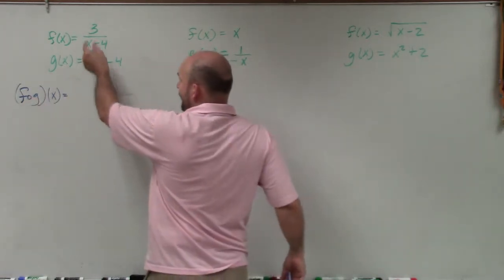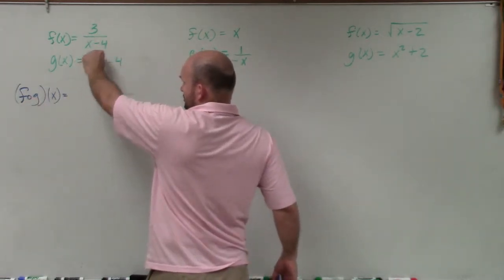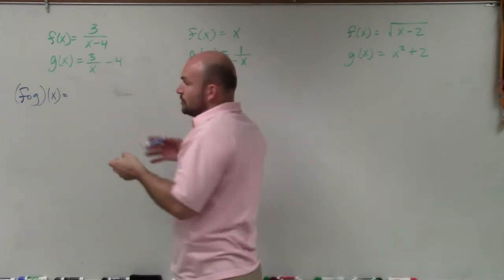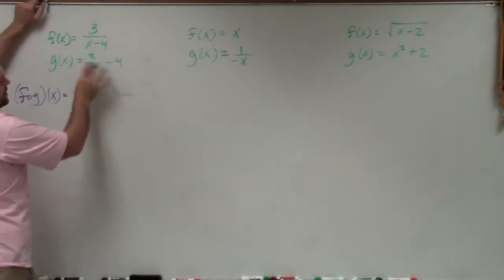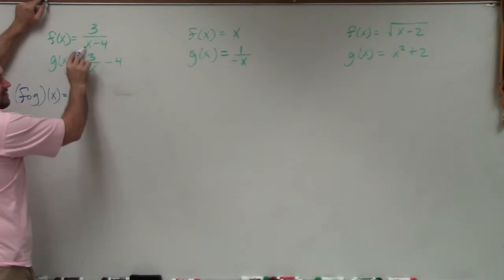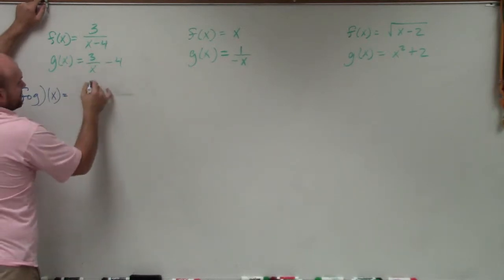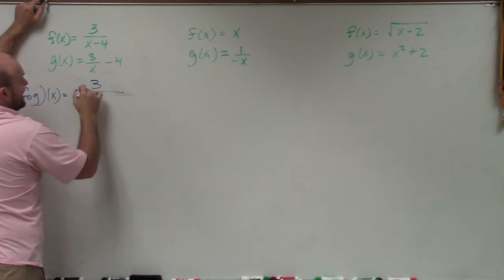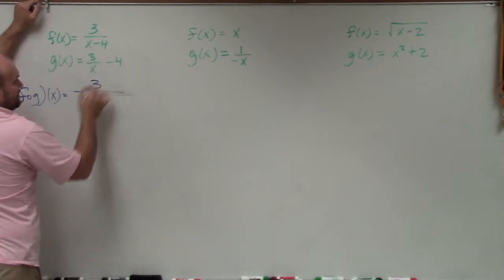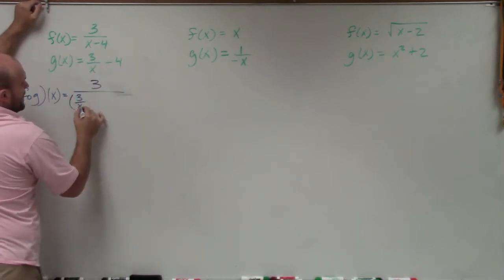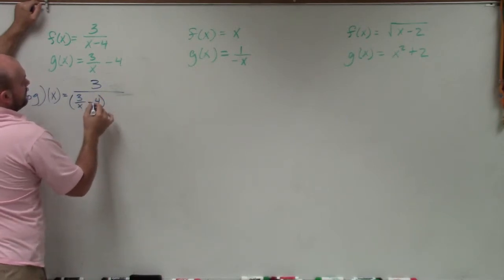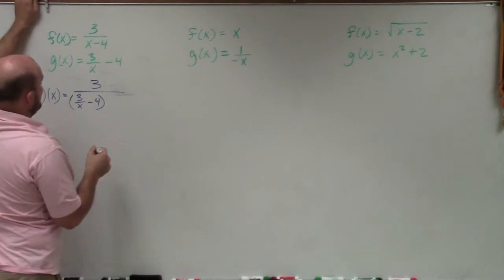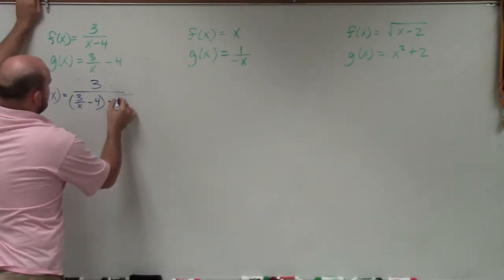Now you can see here, the g of x function is 3 divided by x minus 4. So when I plug it in, I'm going to put parentheses around it. You want to plug the g of x function in for the input variable of f of x. So I'm going to do 3 divided by, instead of writing x, I'm going to write g of x, which is 3 over x minus 4. And then I'm going to subtract that from 4.